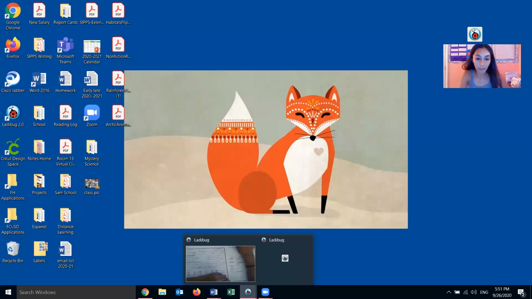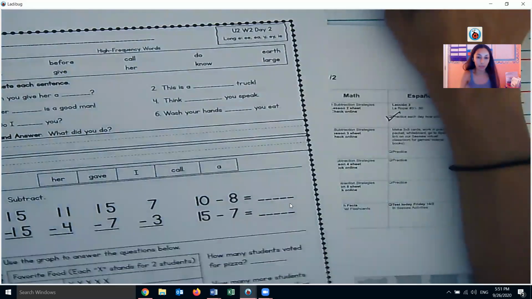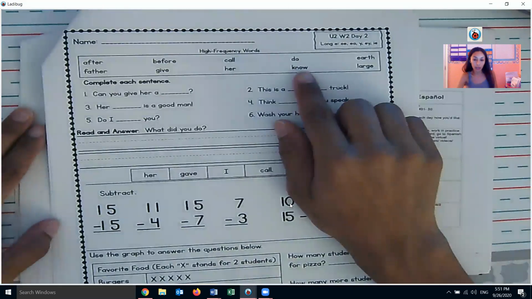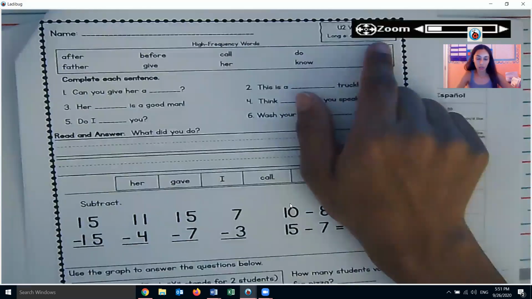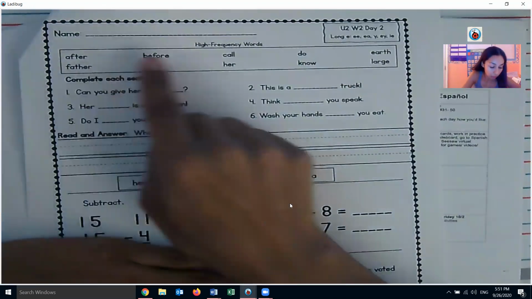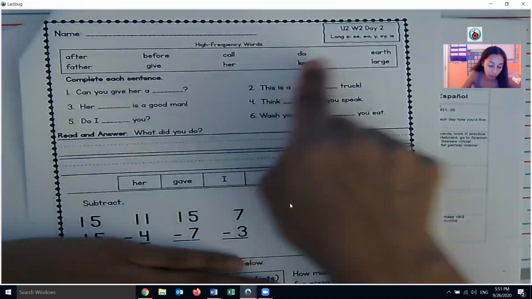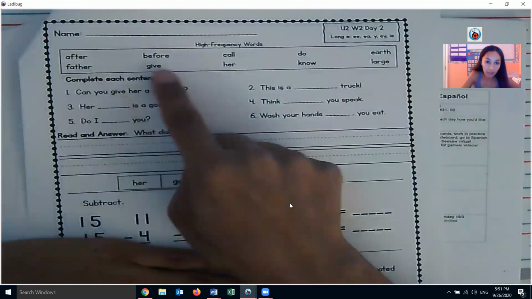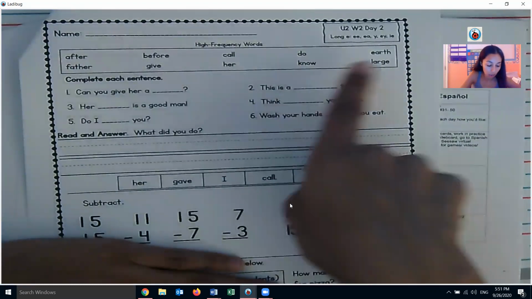So we are today on Unit 2. Let me share my screen. Unit 2, Week 2, Day 2. So let's share here and get to our ladybug. All right, here we go. Unit 2, Week 2, Day 2. These are our high frequency words: after, before, call, do, earth, father, give, her, no, large.